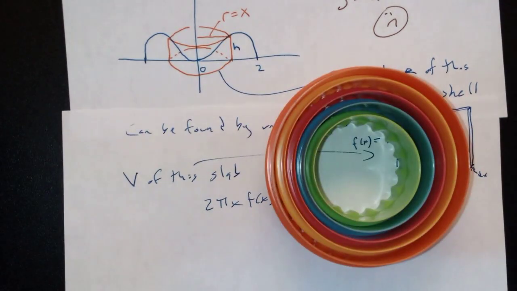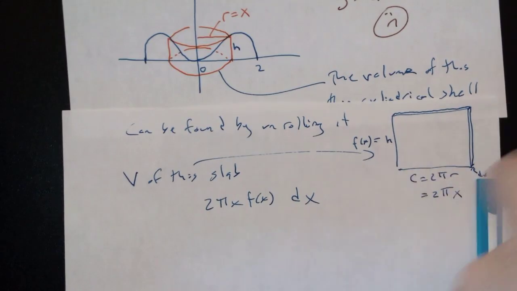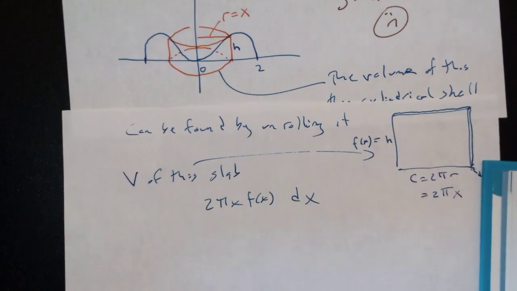I bought a whole collection of cookie cutters. So what if I don't just use one of them, I use all of them? I could take this shape that we built here in 3D and slice it into a whole bunch of cylindrical shells.